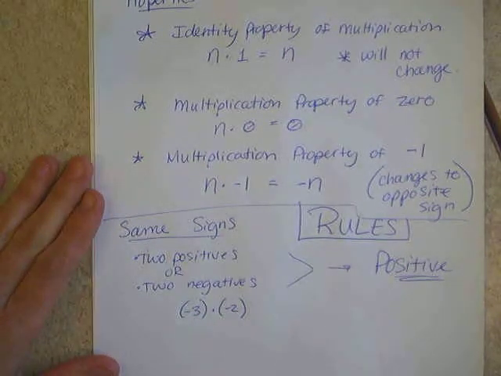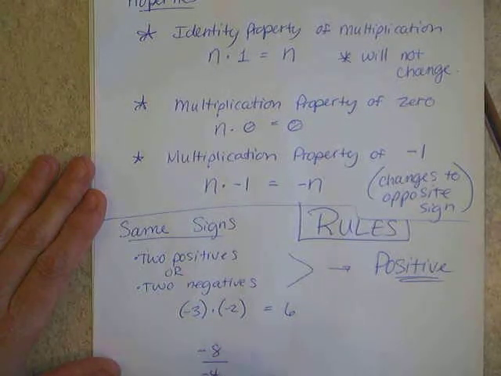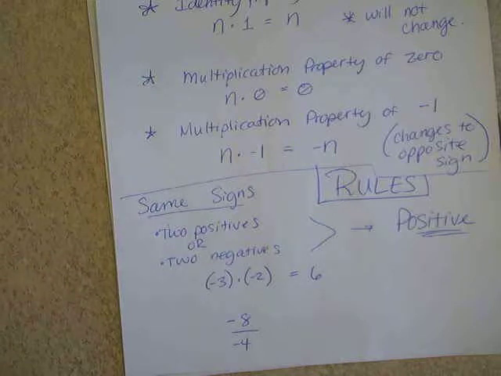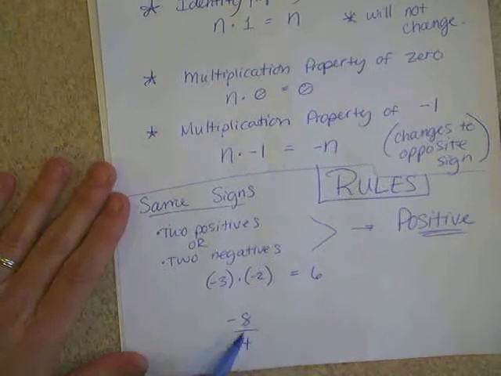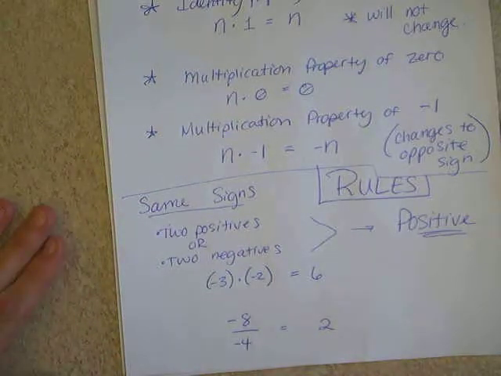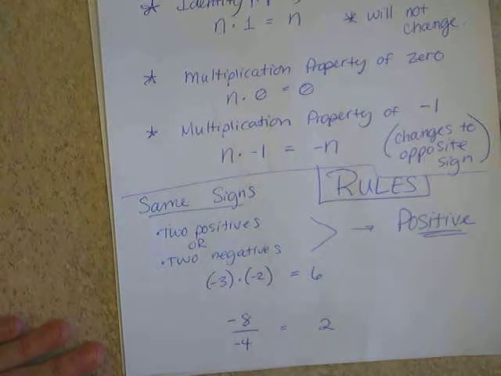Okay, so same signs, that would look like -3 times -2, which would give us +6. And in division, that would look like -8 divided by -4. Now you could do that in the form of a fraction, or you could do it horizontally, but the point remains the same. If you have 2 negatives, you're going to end up with a positive.